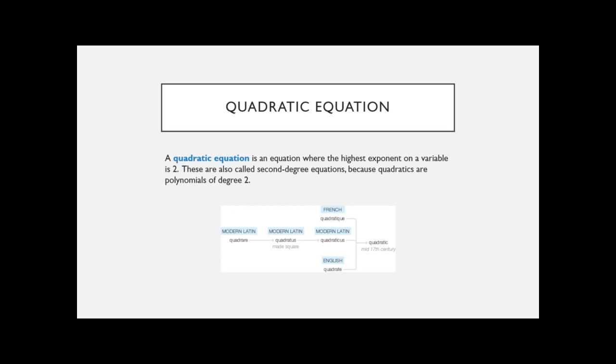These are also called second-degree equations. The degree of the polynomial, which we talked about when you were learning about polynomials, is the highest exponent. So second degree means the highest exponent is 2. We're going to be focusing on quadratic equations.